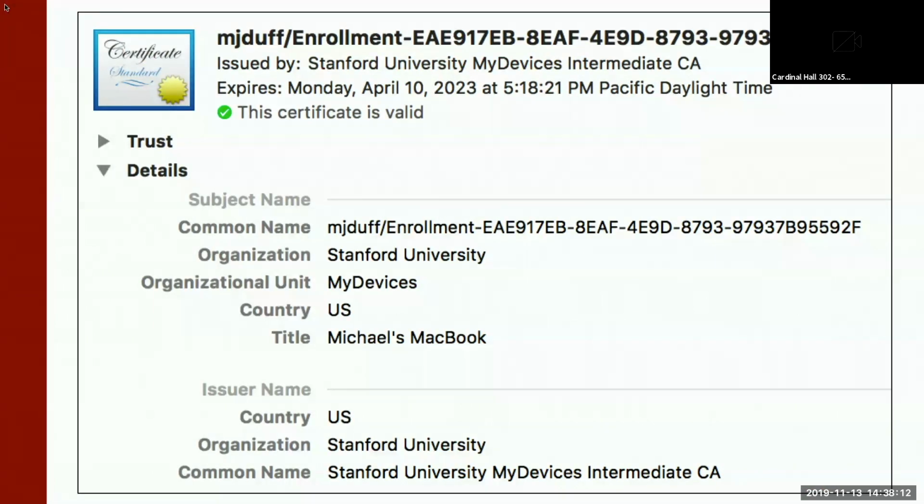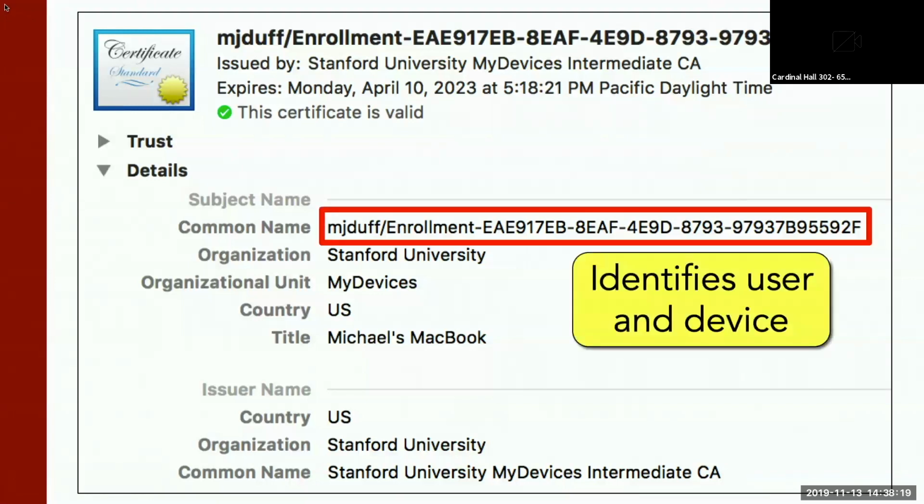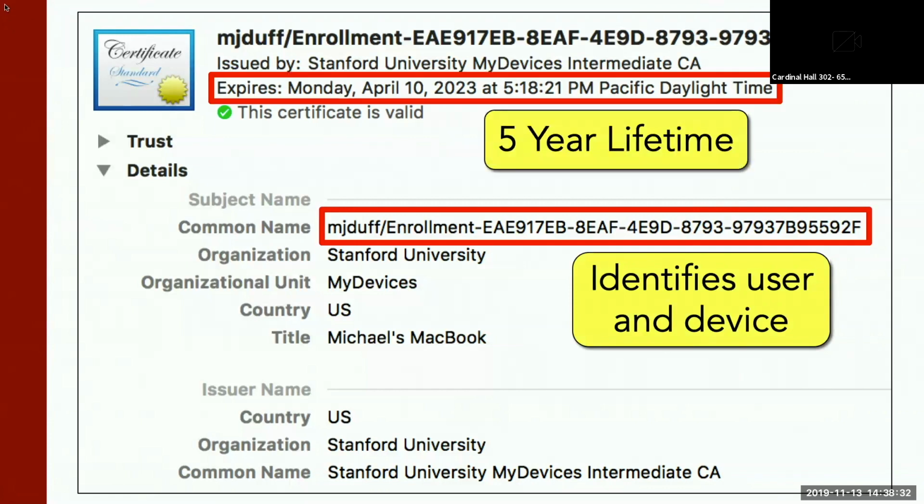But again, it's an X509 client certificate. A couple of things I'd like to point out here is that it identifies both the user and the device. That first part is my username. That last long part is a unique ID for my device. And interestingly, we make these valid for 5 years. So the idea is you get a new device or you enter Stanford as a student, you take 1 minute to get set up and you're good for 5 years.